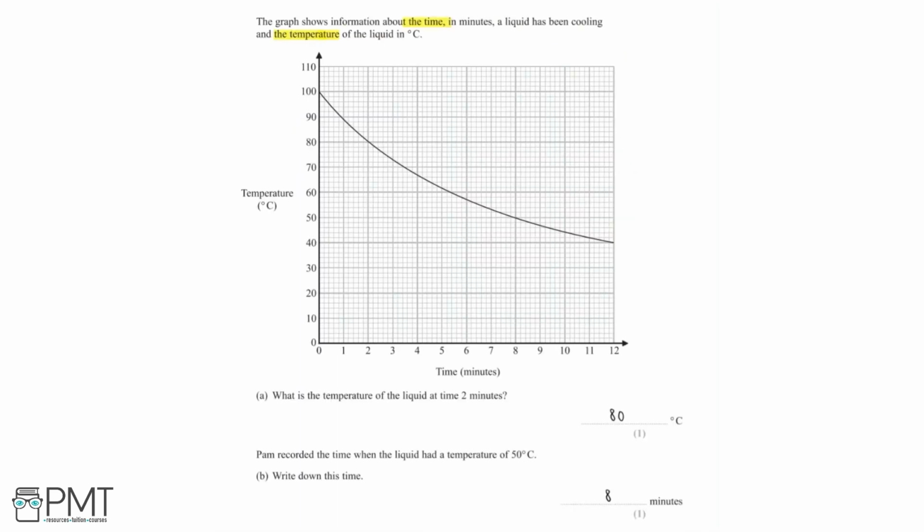Now this question is worth 3 marks. We get the first mark for finding that the temperature of the liquid at time 2 minutes is equal to 80 degrees Celsius. And we get the second mark in part B for finding that the time is equal to 8 minutes when the liquid had a temperature of 50 degrees Celsius. And finally, we get the third mark in part C for saying that Pam is correct because the gradient is steeper in the first 3 minutes and less steep between 9 and 12 minutes, allowing us to get the full 3 marks needed in this question.